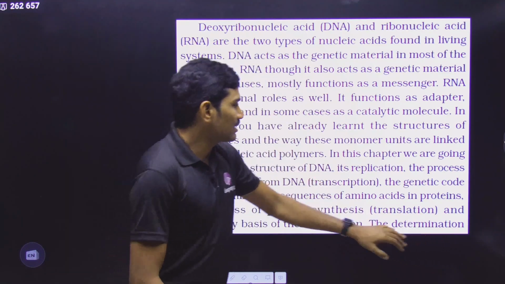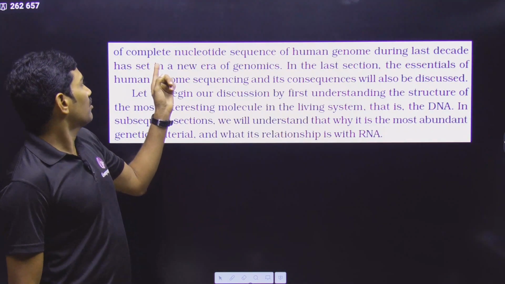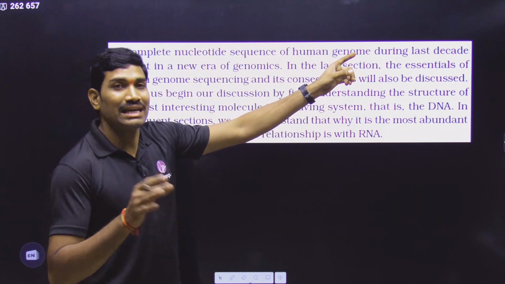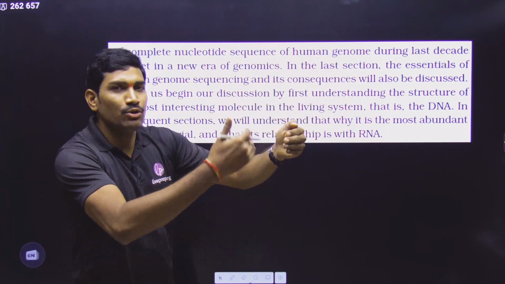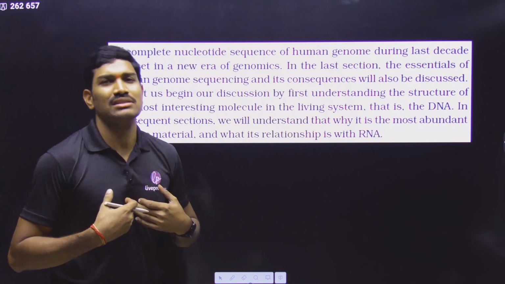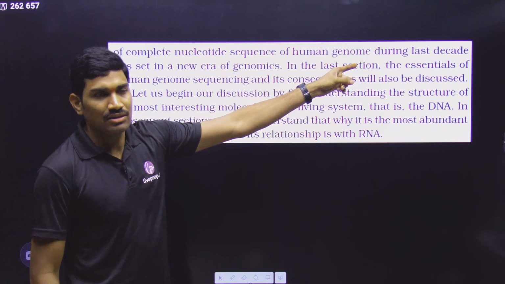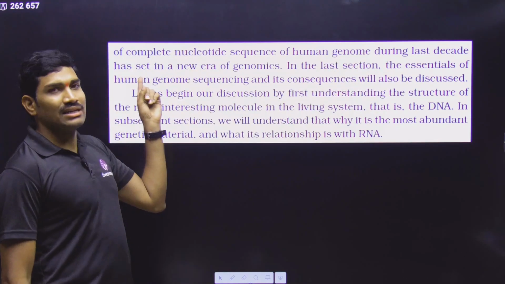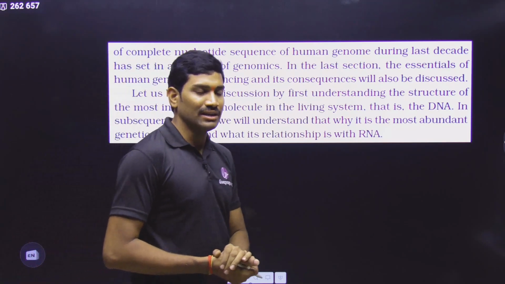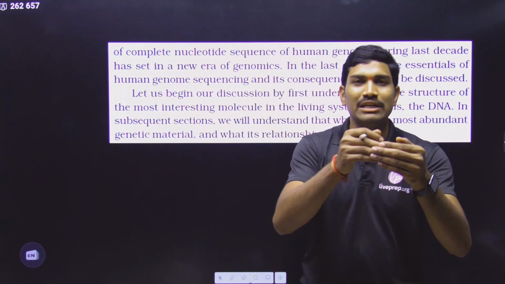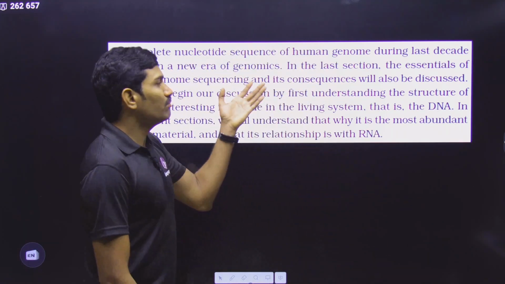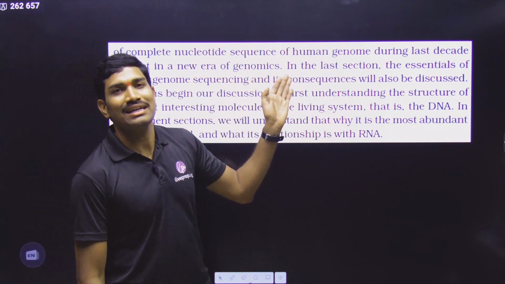Next one, the determination of complete nucleotide sequence of human genome. So scientists have got complete nucleotide sequence for all the 46 chromosomes of human. Already we have that sequence. So scientists have done that. During the last decade it has set in a new era of genomics. Scientists have got the complete nucleotide sequence of human genome, and because of that, genomics, this is a new branch that has started.